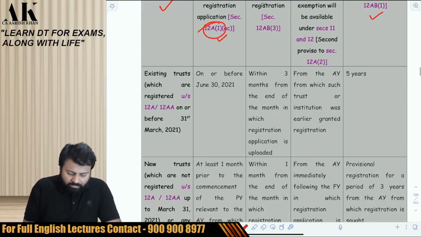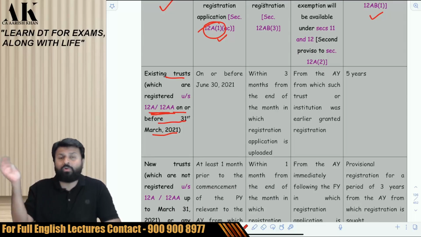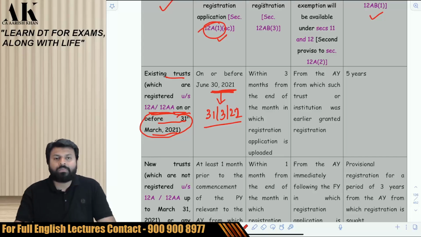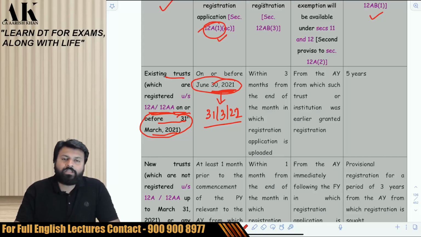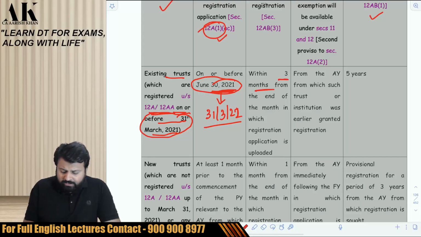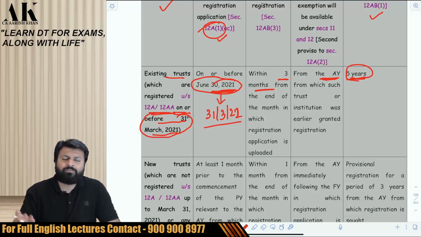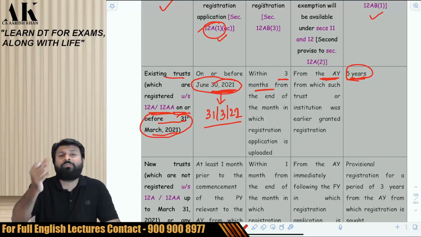First of all, the trusts which are existing on 31st March 2021 and are already registered under the old law have to make a fresh application on or before 30th June 2021, that is within 3 months from this date, but this date is now extended by CBDT to 31st March 2022. So CBDT has extended this date from 30th June to 31st March 2022. Once you make an application, the CIT will give you registration within 3 months, and from there your exemption will start. For how many years? For 5 years, because you are already an existing trust, so you will be getting 5 years directly. There is no provisional concept for you. Provisional concept is only for new trusts.